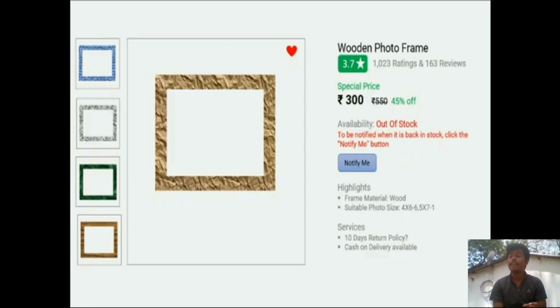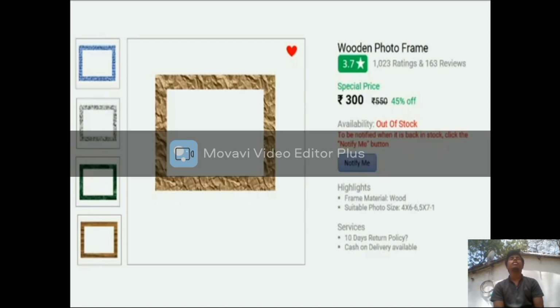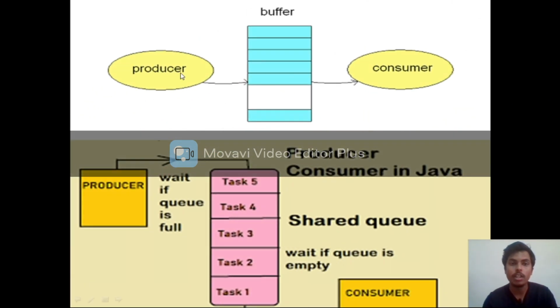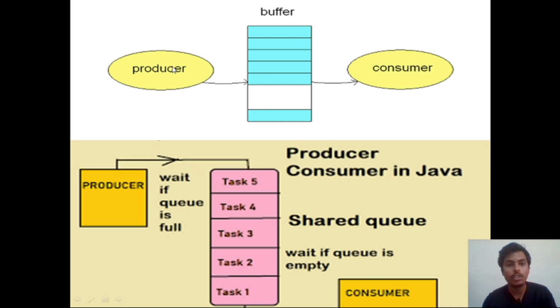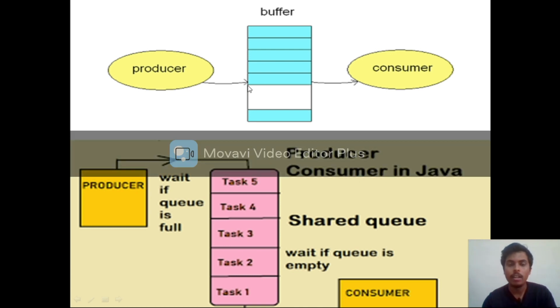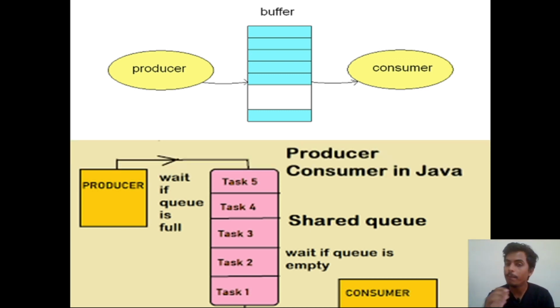Let's take another very popular example, that is our producer and consumer problem. So this is our producer and this is our consumer, and this is our shared buffer. The task of the producer is to produce the objects, and the task of the consumer is to consume the objects, and this is our shared buffer. Guys, remember, there is no communication between producer and consumer, but the limitation is that the producer can't add data if the buffer is full, and the consumer can't consume data if the buffer is empty.